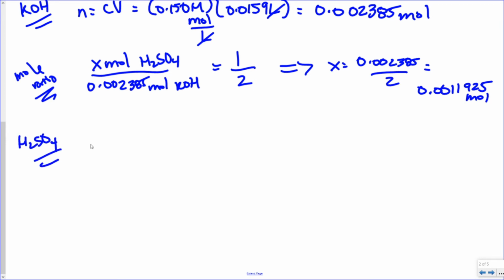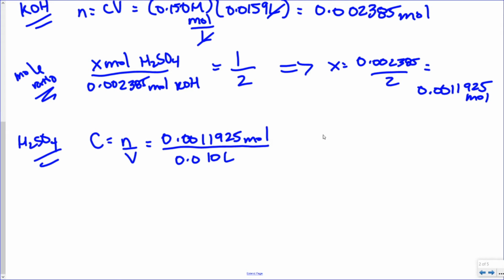So for H2SO4, we want to find concentration. So concentration is n divided by v. We just calculated out how many moles, so 0.0011925 moles, divided by a volume. We were given 10 milliliters, or 0.010 liters. And when we do that, you get 0.11925.